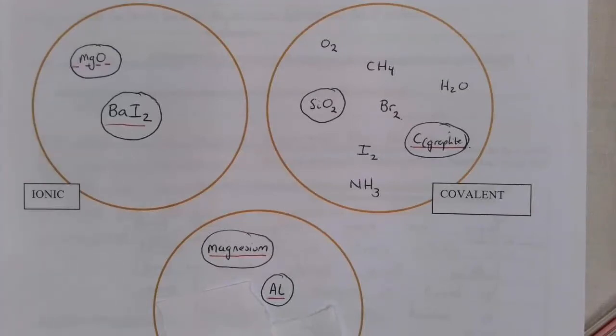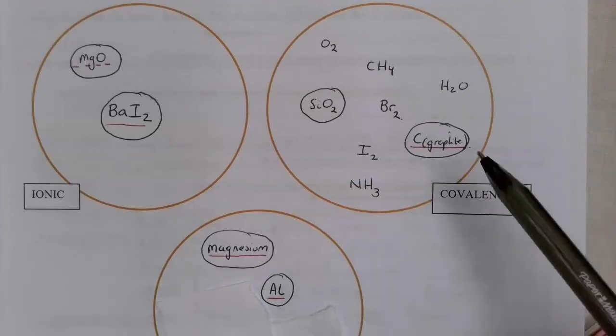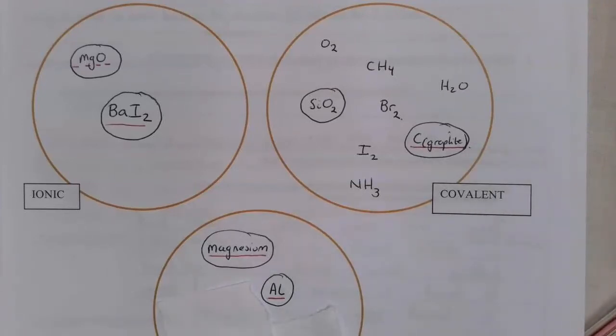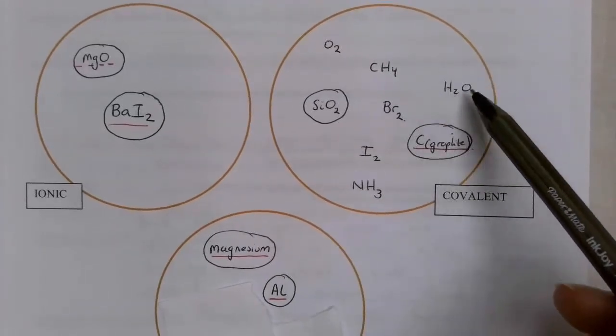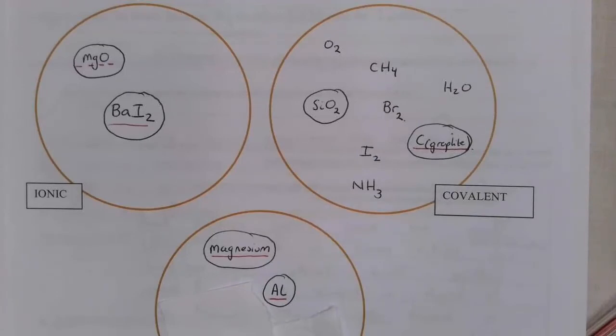I've got a dotted line across the magnesium oxide because it only conducts electricity as an aqueous solution, and magnesium oxide isn't particularly soluble. I've also underlined graphite. That's the only covalent one which conducts electricity. You might be surprised to see that I've not circled water. Water does not conduct electricity.